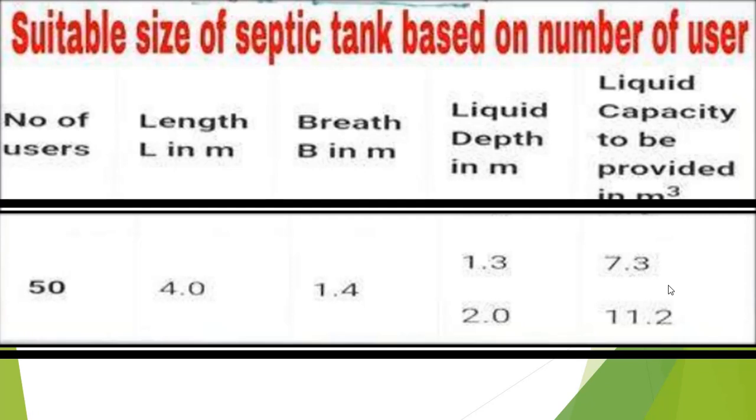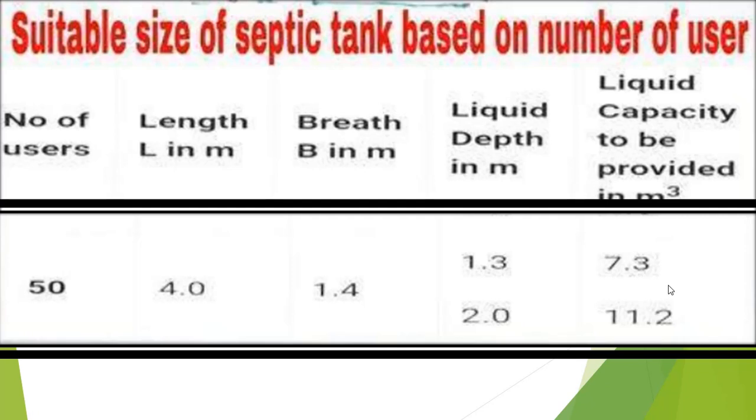The roof of the septic tank should be covered with RCC slab of thickness 75 mm to 100 mm. If circular manholes are made, then the diameter should be 500 mm, but if rectangular manholes are made, then the dimension should be 600 by 450 mm for inspection and desludging. Desludging means removing the sludge.